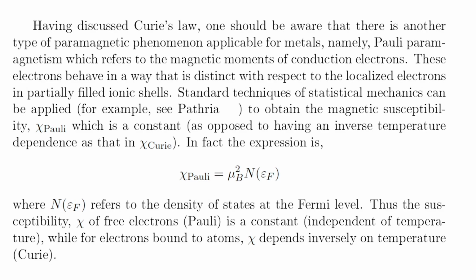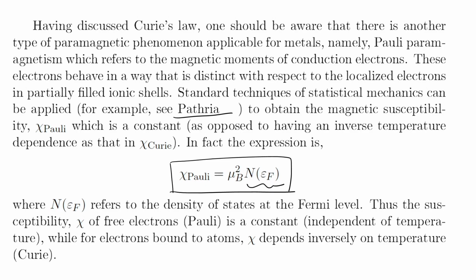These are called Pauli paramagnetism, and you can get a nice description of this in the book on statistical mechanics by Pathria, which obtains the magnetic susceptibility, called chi Pauli. The result is that chi Pauli is equal to mu B squared into the density of states at the Fermi level. There is another course of mine, statistical mechanics, where you would find the derivation of all these things. These are for free electrons, that is metallic susceptibility, where there are a lot of free electrons.